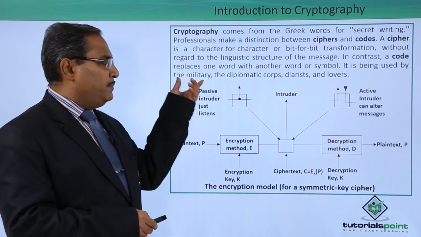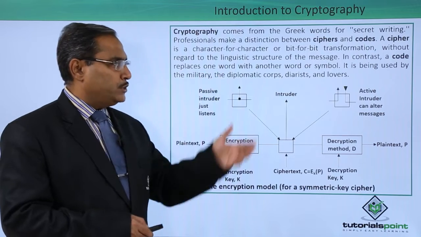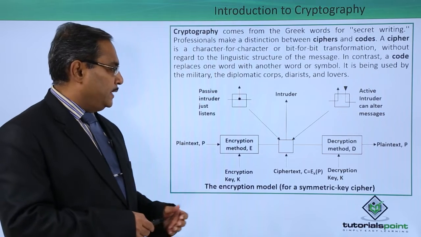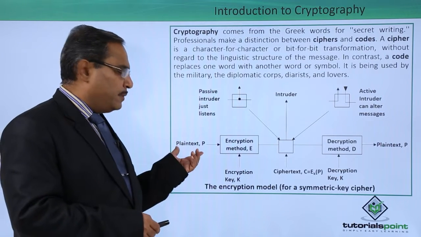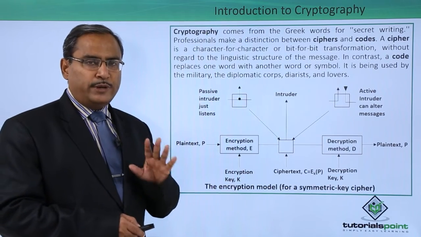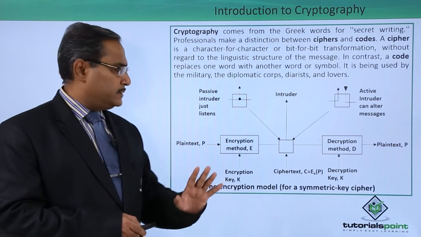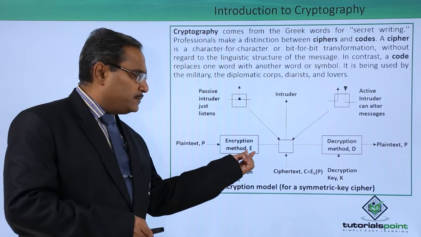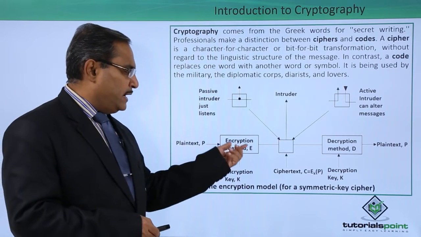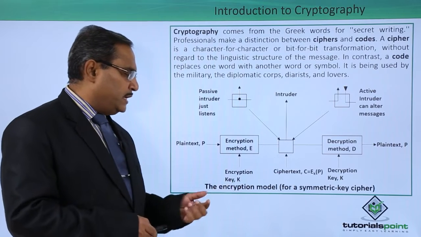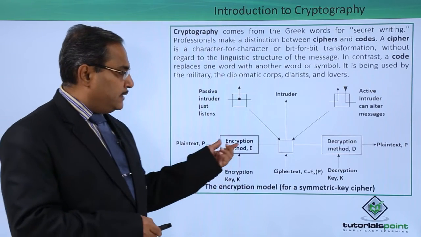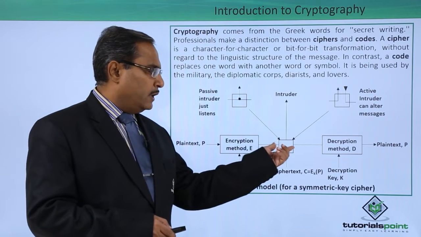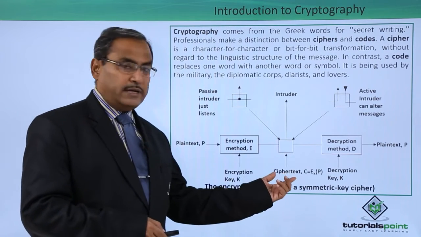It is used by militaries, diplomatic corps, diarists and lovers to hide their information. Here you can see the plain text. Plain text means what we can read and understand, and that goes into one encryption method. This encryption method is labeled as E. It takes the encryption key K and the plain text as input, and the plain text is converted to the ciphertext.